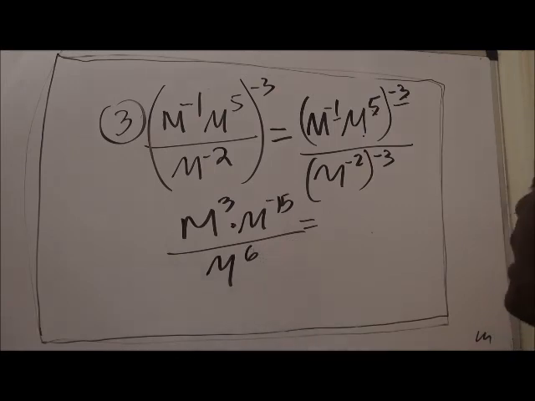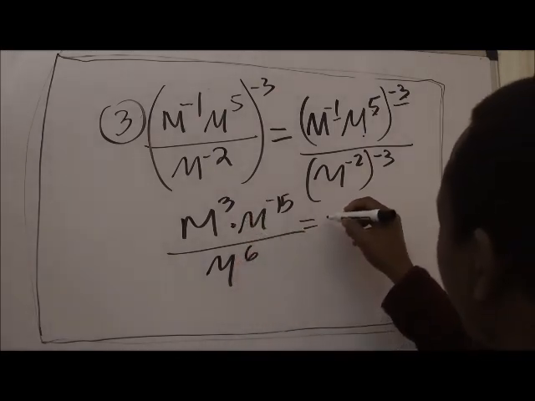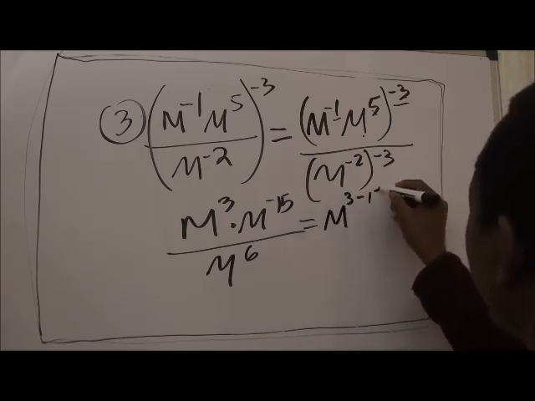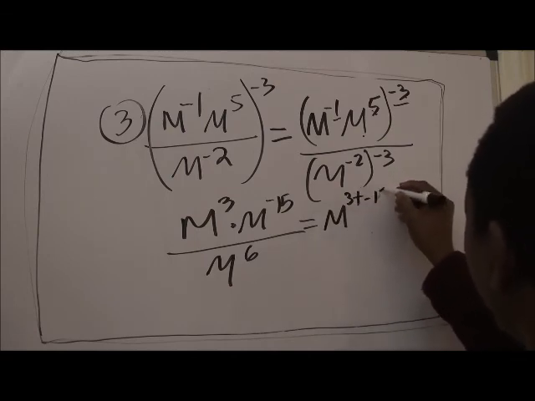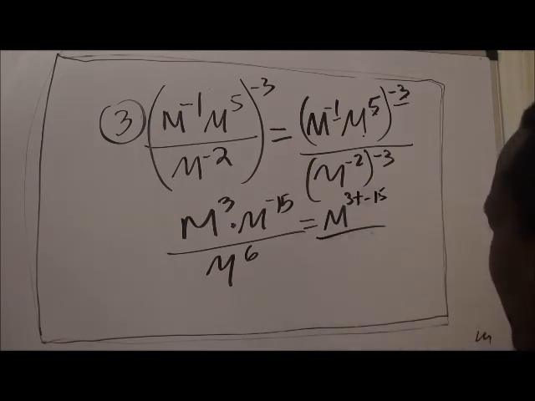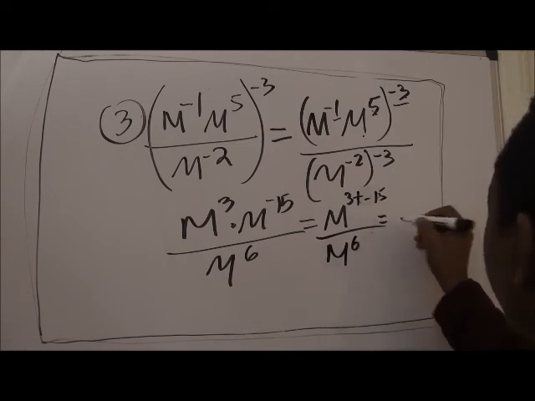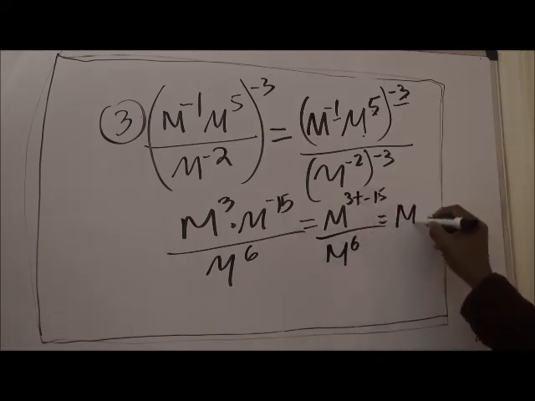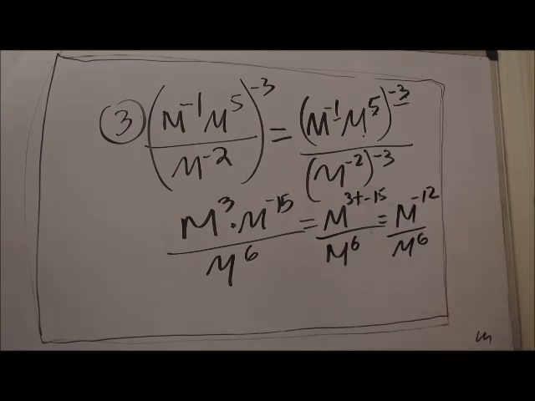We know that when we multiply numbers, we add the exponents. So this can be written as m to the power 3 plus negative 15, all over m to the power 6. So 3 plus negative 15 gives me negative 12, all over m to the power 6.